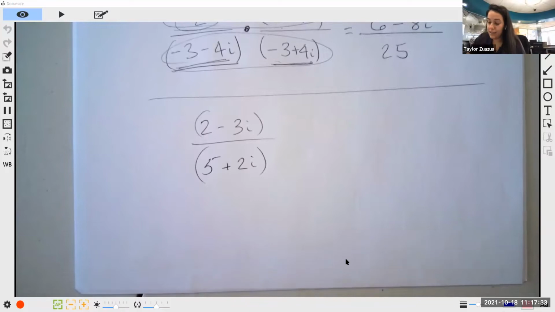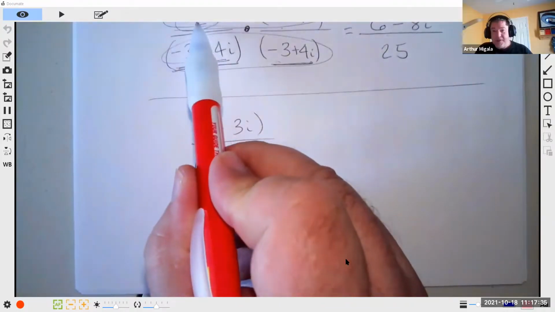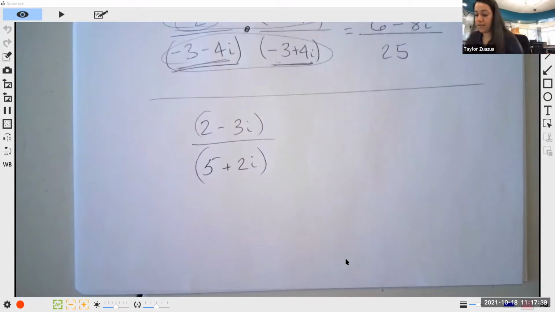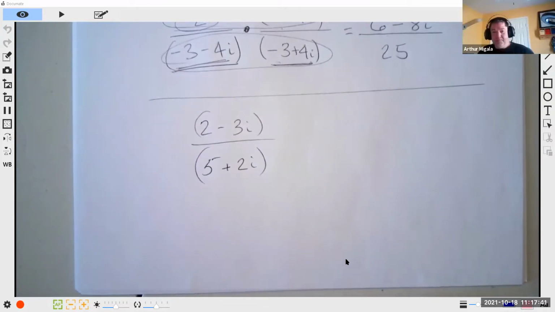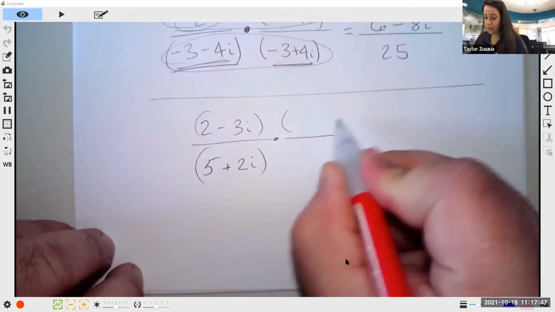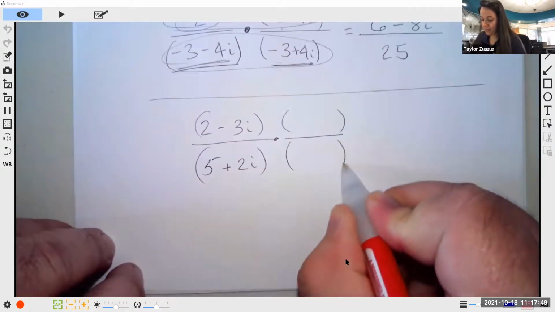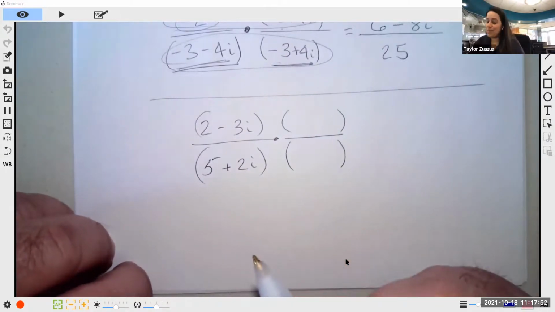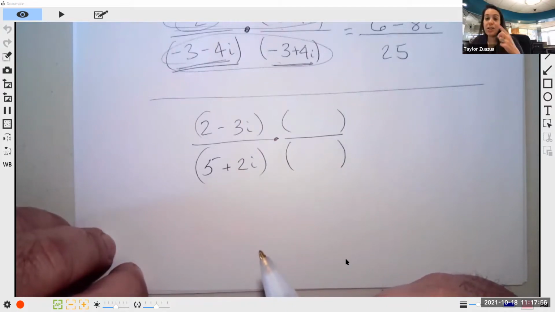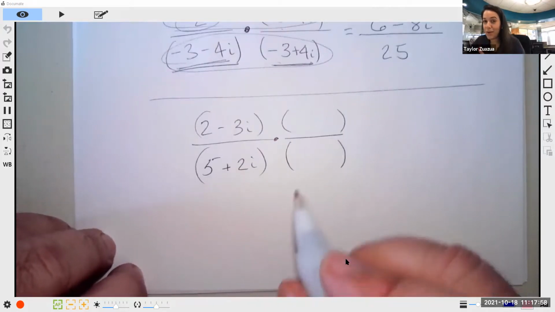I used to have only one number on top. Now I have an equation on top, but the process is still the same. Okay. So are we multiplying it by the denominator? What it's saying on the denominator?